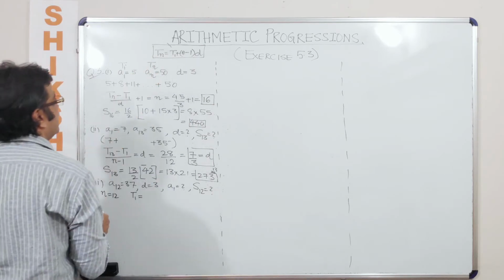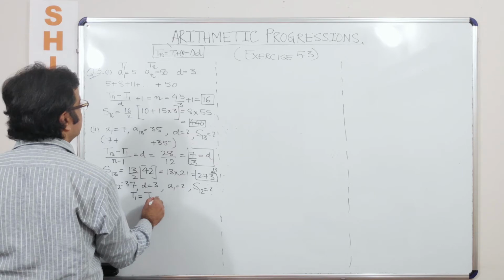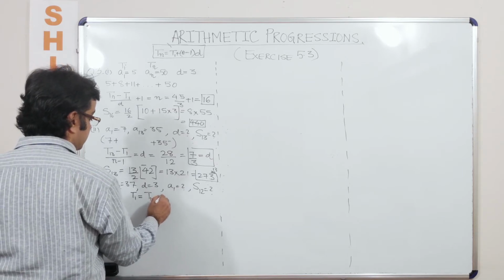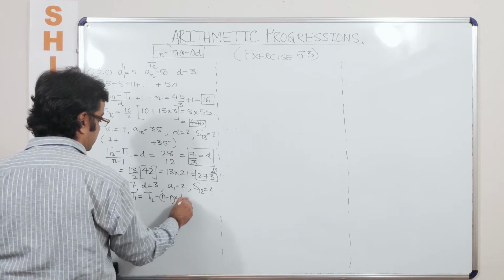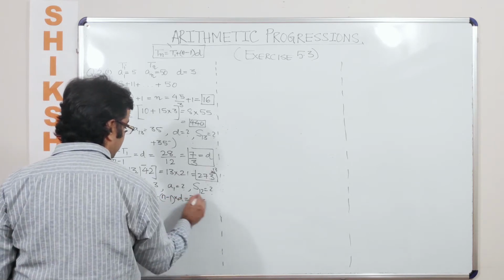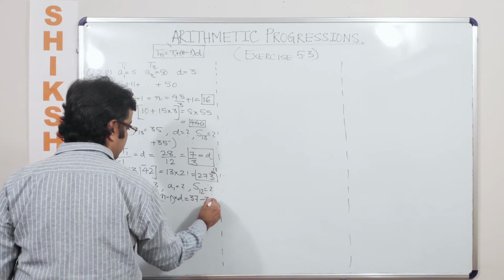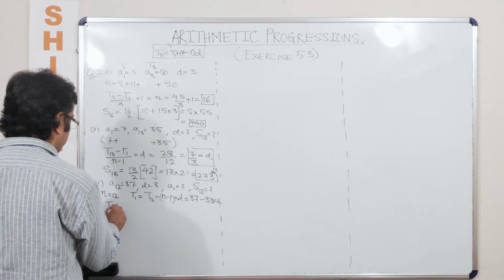So from here I can say T1 is equal to Tn, which is the 12th term, minus (n minus 1) d, so let me write down the formula first. The 12th term is 37 minus 11 into 3, which is 33, so you get the first term as 4. So the first term here is 4.